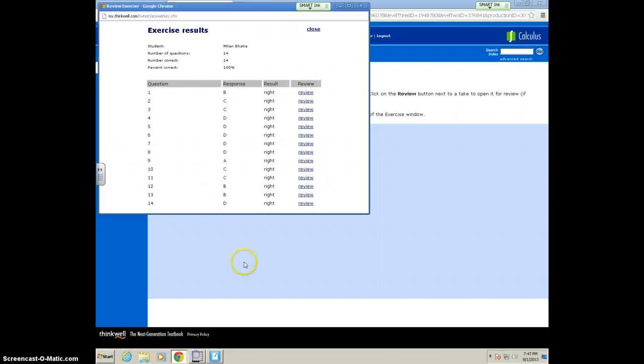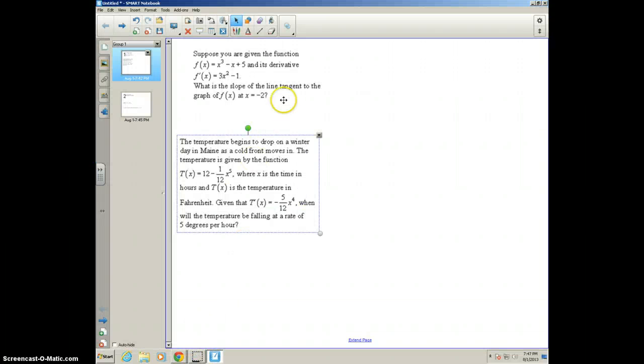Alright, so we're just going to head over here and begin with our problems that have already been written down, and we'll just label this as 1, and this is number 2.